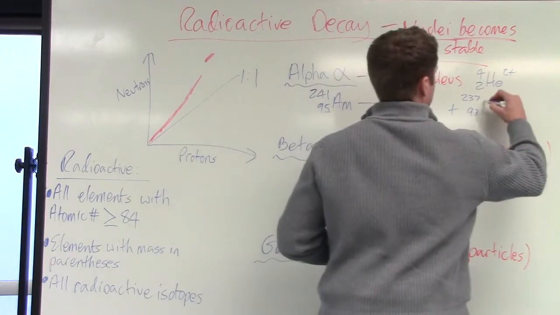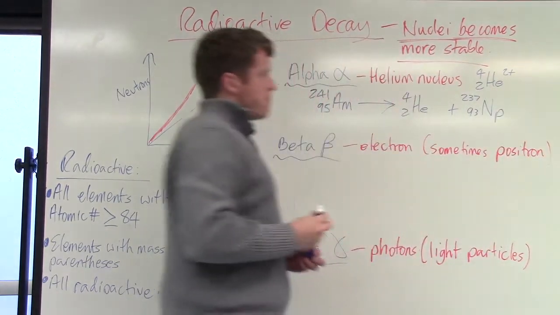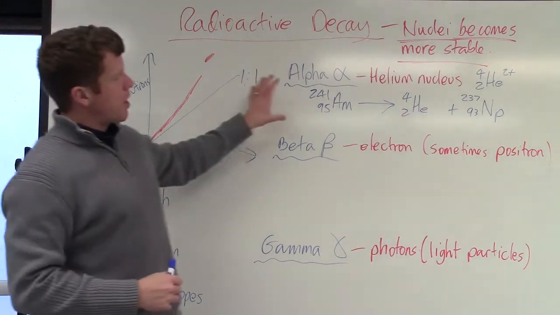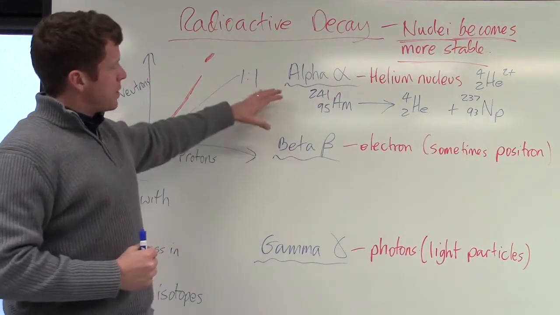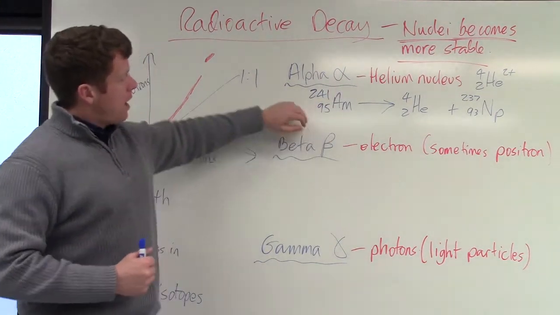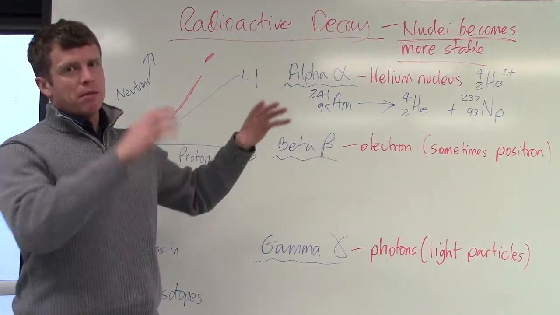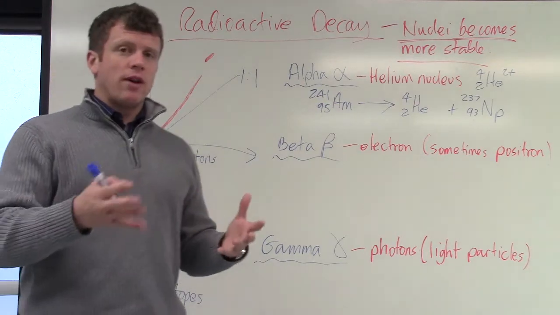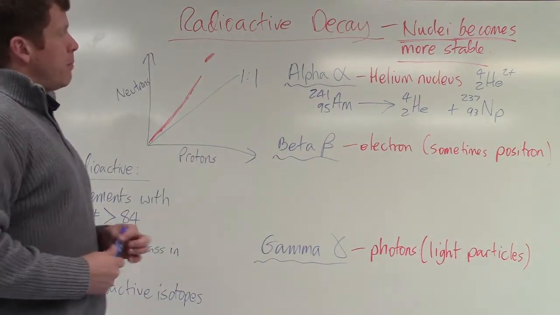and that is Neptunium, or Np. So this is how we represent radioactive decay. This is an example of alpha decay. Basically, your goal is to make the mass the same on each side of the arrow. So the idea of conservation of mass still applies.